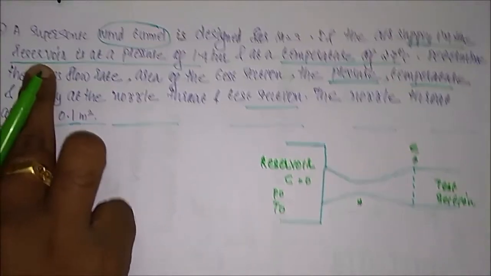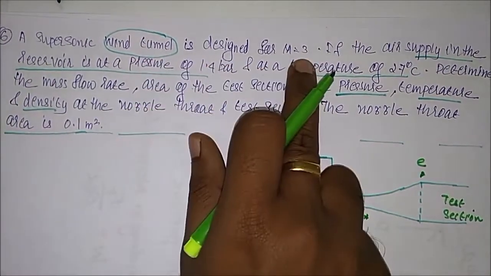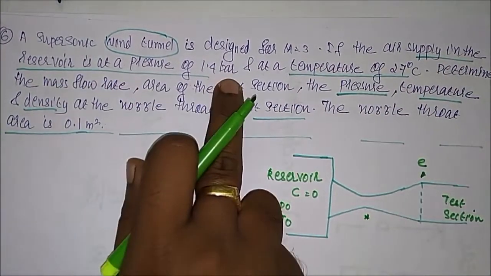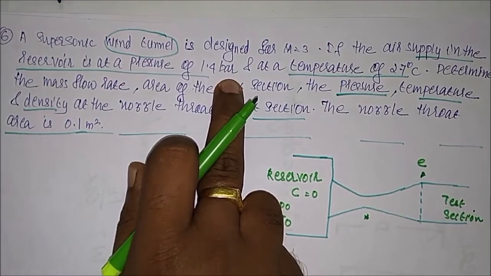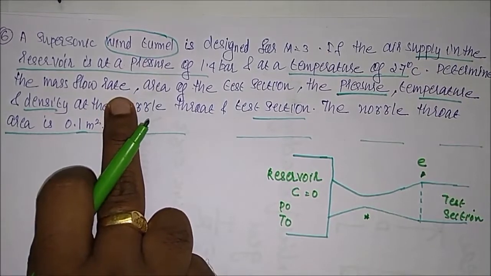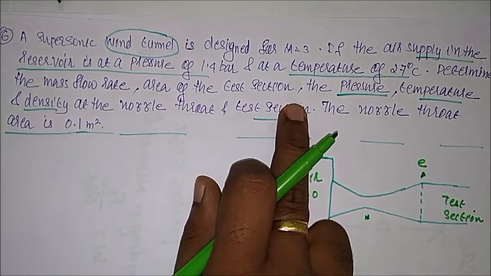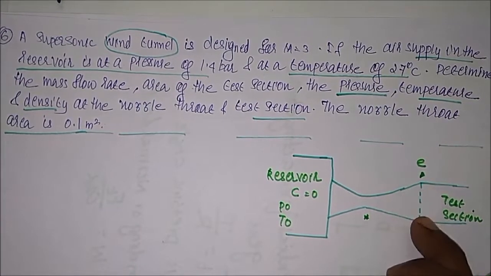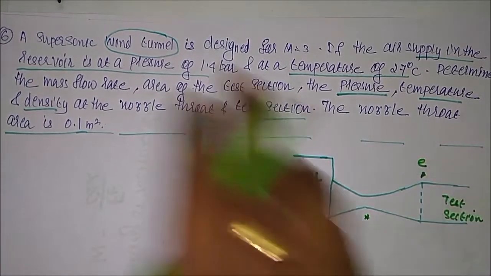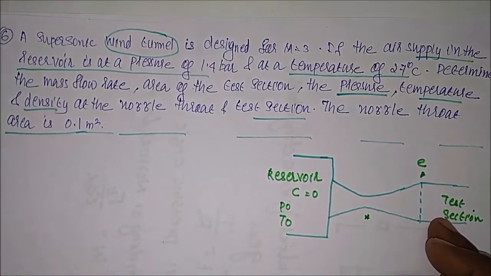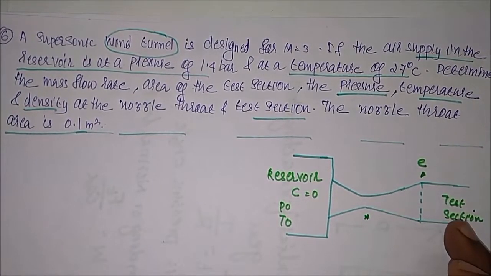Question: a supersonic wind tunnel is designed for Mach number equal to 3. The air supply in the reservoir is at a pressure of 1.4 bar and a temperature of 27 degrees Celsius. Determine the mass flow rate and the area of the test section, that is the area at the exit portion. Also find the pressure, temperature, and density at the nozzle throat and the test section.